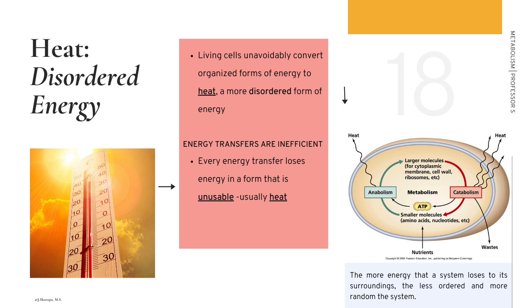Look at the image of the cell on the right. This is a basic schematic of anabolism and catabolism, making and breaking molecules. Notice the heat that's lost at both pathways. Every reaction loses some energy as heat. The more energy that a system loses to its surroundings, the less ordered and more random the system. In other words, entropy increases, delta S greater than 0.